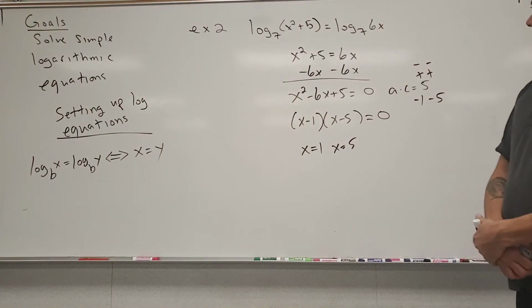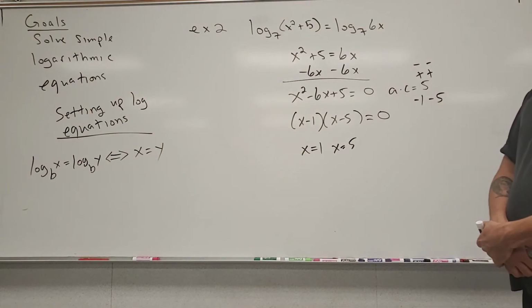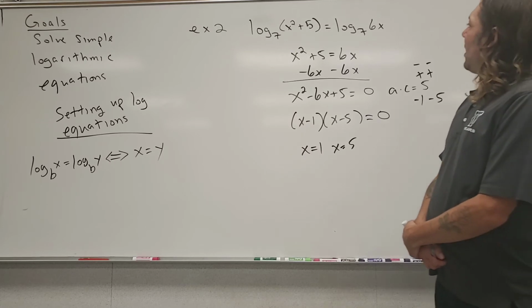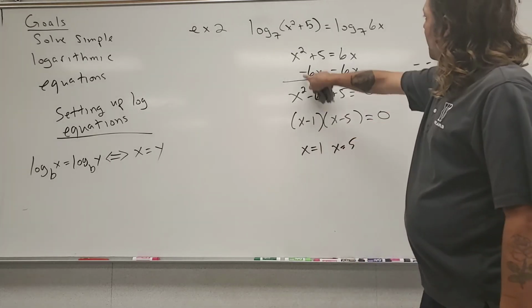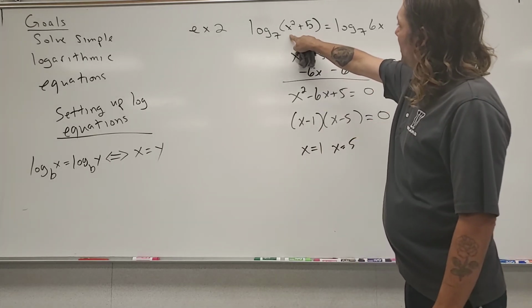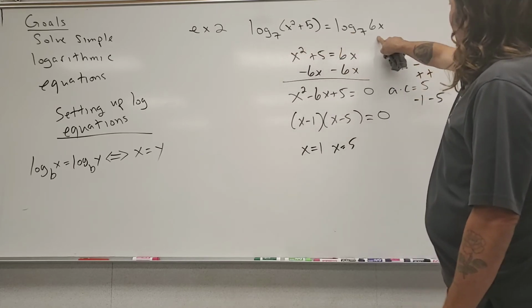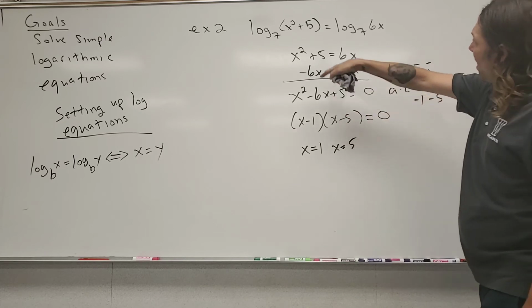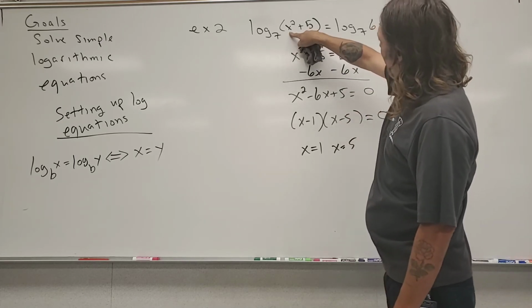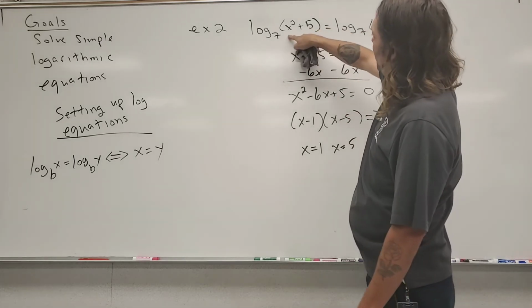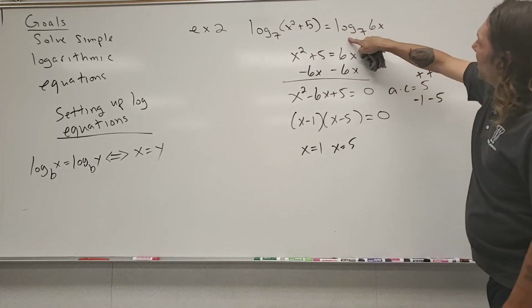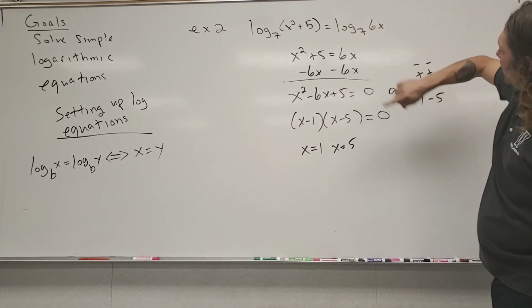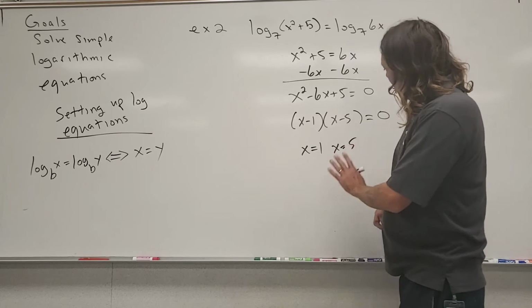So I think so far so good. And again, we could check. If I plug in 1, this becomes 1 squared plus 5. That becomes log base 7 of 6. And again, that would be log base 7 of 6 if I plug in 1. If I plug in 5, now I get 5 squared, which is 25 plus 5. So I have log base 7 of 30. And then log base 7 of 30 when I plug in a 5. So both of these work.